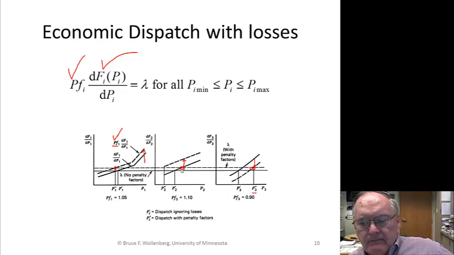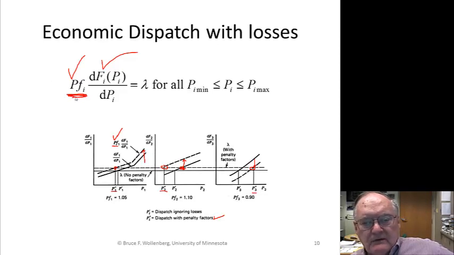I'm sorry, this isn't the point, it's over here. So there's the point and there's the point. The double quote ones are the solution point with penalty factors. Now the problem is that as soon as you change the dispatch, you do the calculation, and you go and change them, then these penalty factor terms are going to have to change again.